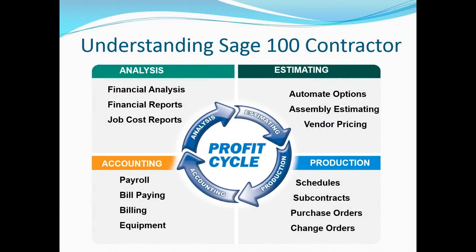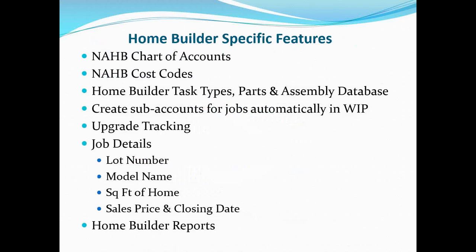When you look at the whole product, you're looking at a product that has estimating built in, production, which includes scheduling built in, the accounting is all built in, and then the analysis around it. When Stage 100 Contractor was built, it was designed to be a fully integrated product, so there'd be very little having to be done outside the system. Anytime you do something outside the system, you're usually duplicating entry.